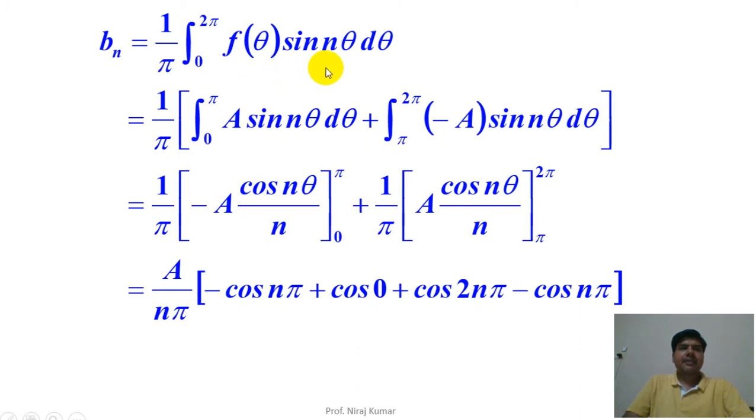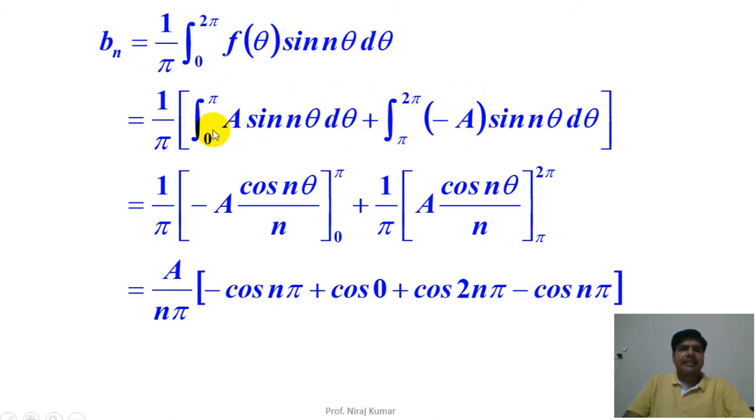To calculate bn, we will multiply the function by sin n theta d theta and integrate from 0 to 2 pi and multiply with 1 by pi. Again we'll take the values. For 0 to pi, the function is a. For pi to 2 pi, the function is minus a.